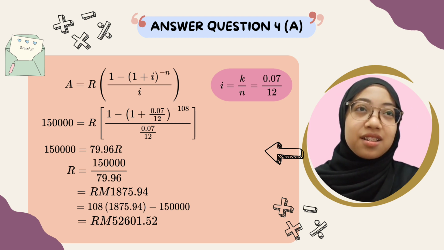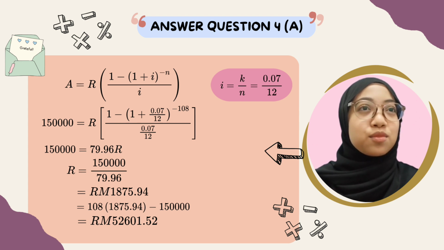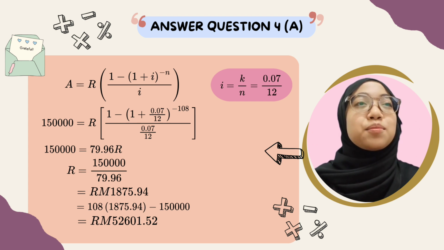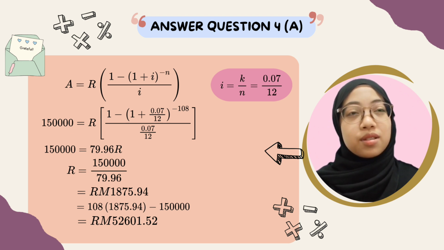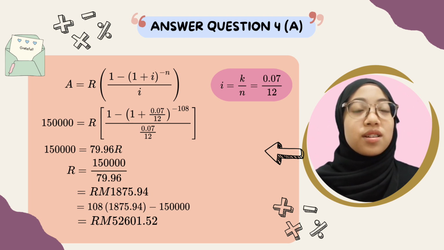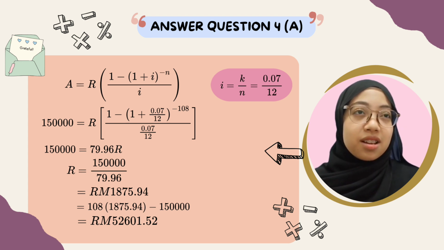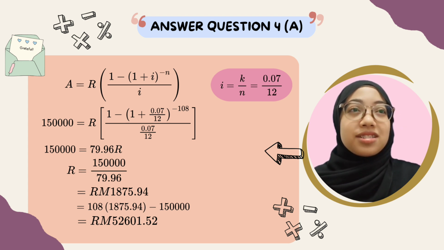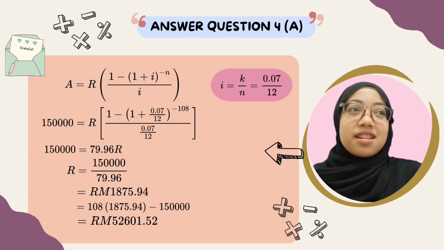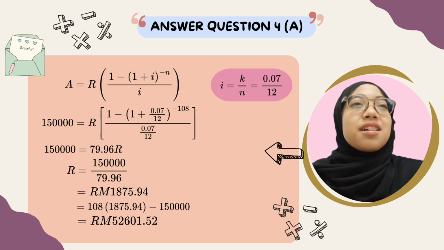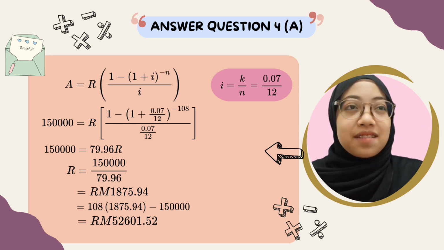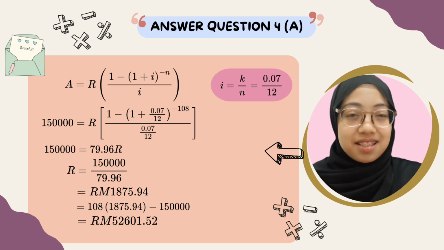And then we will get 150,000 equals 79.96 R. So to get R, we have to move the 79.96 to the left side. So R equals 150,000 over 79.96. And then we calculate that using a calculator, and we will get RM 1,875 ringgit 94 cents.